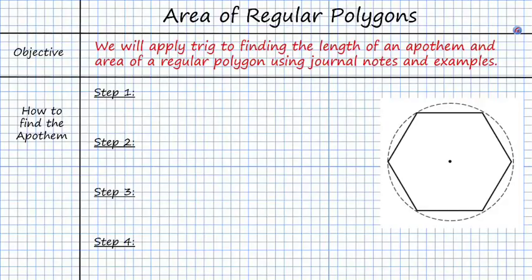Hello students, and welcome to this lesson on the area of regular polygons. Our objective today is that we will apply trigonometry to finding the length of an apothem and area of a regular polygon using our journal notes and examples.